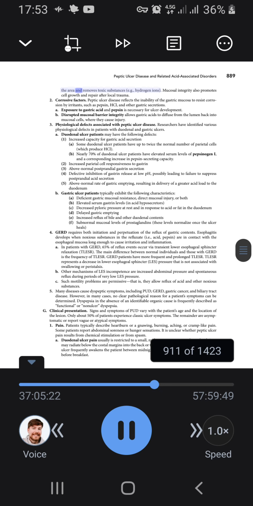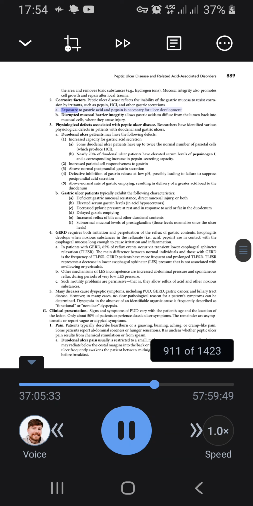Mucosal integrity also promotes cell growth and repair after local trauma. 2. Corrosive factors. Peptic ulcer disease reflects the inability of the gastric mucosa to resist corrosion by irritants, such as pepsin, HCl, and other gastric secretions.